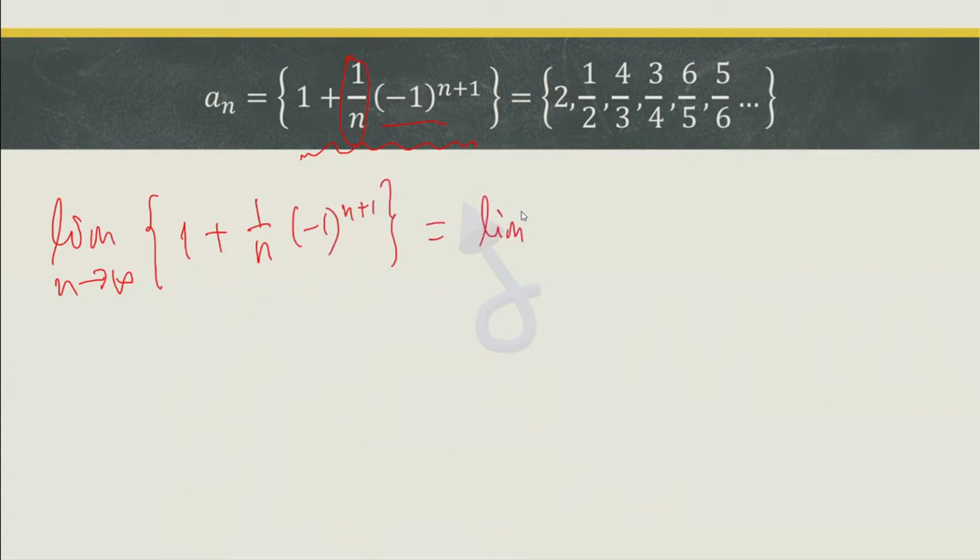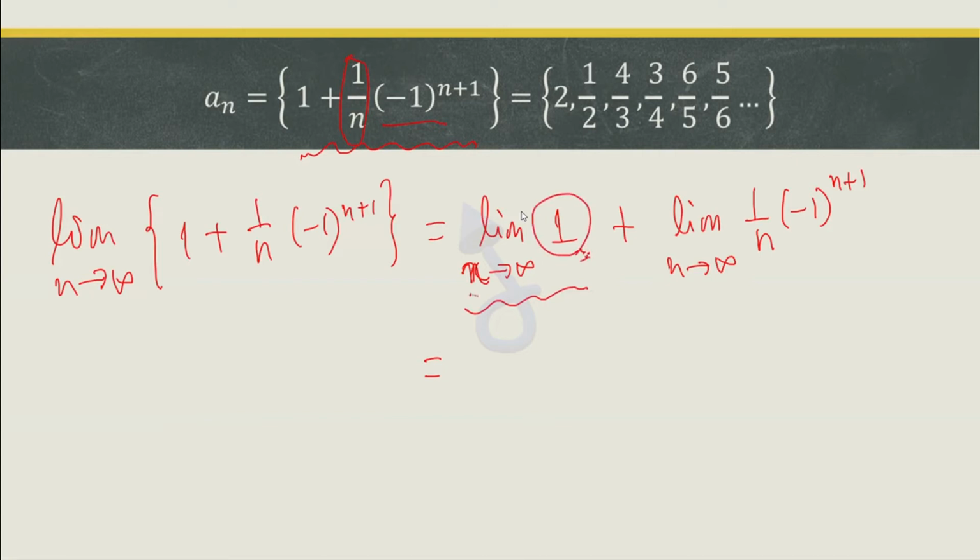So we can write the limit of a sub n as n approaches infinity as the limit of 1 as n approaches infinity, plus the limit of 1 over n times -1 raised to the n as n approaches infinity. The first term is rather obvious. Because 1 does not depend on the value of n, it doesn't matter whether n becomes very big or very small. The limit of 1 is always 1.